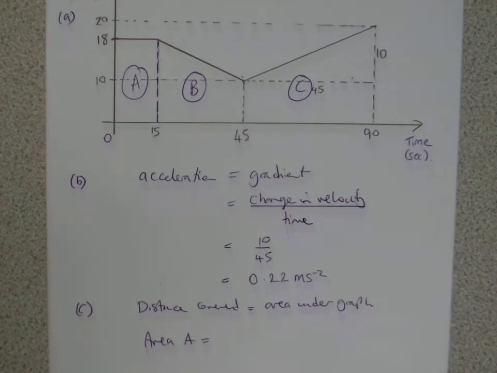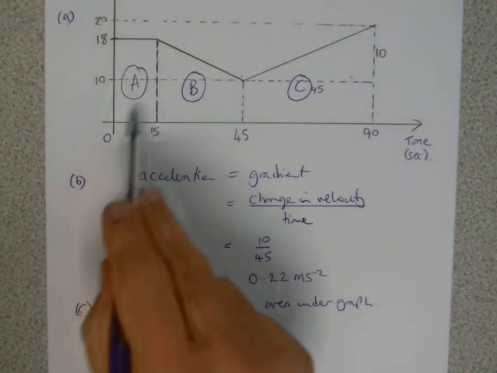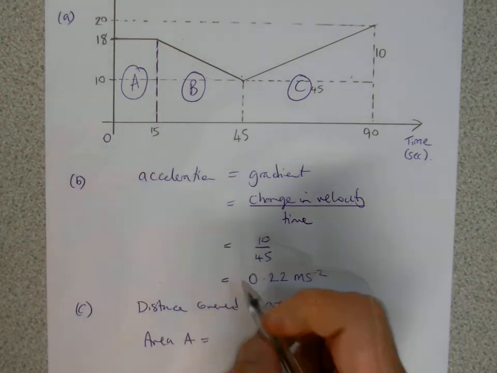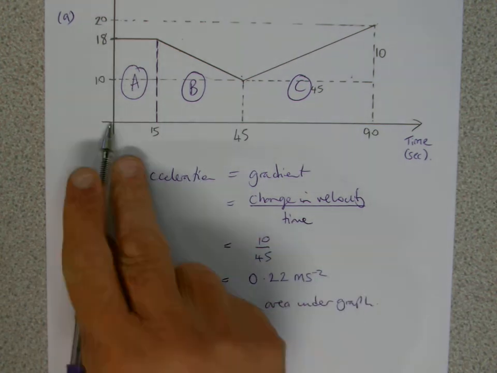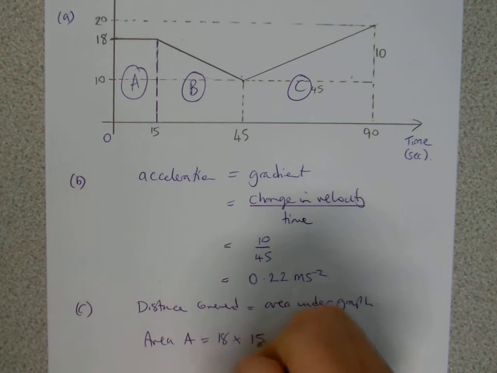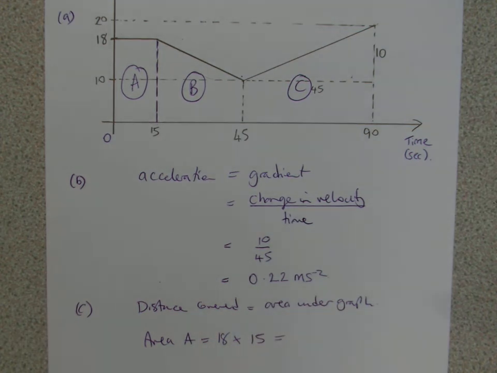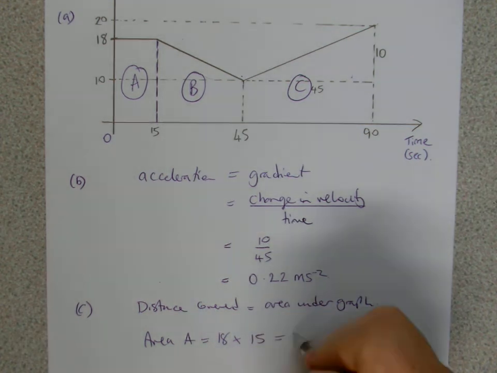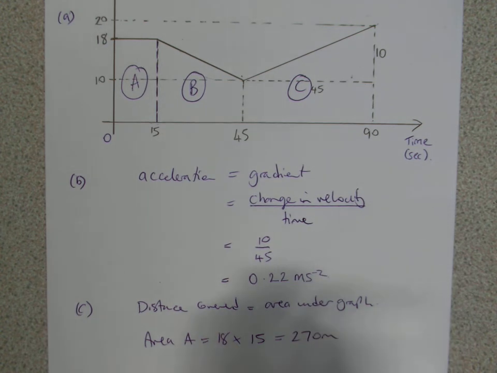So area A, let's have a look at this here. Area A will be this rectangle. So it'll be the length, which is 18, times the width, which is 15. So we get 270 meters. Area B.